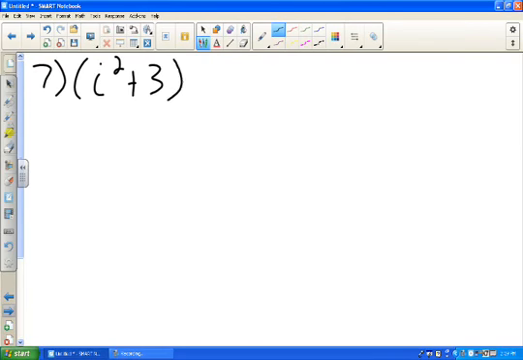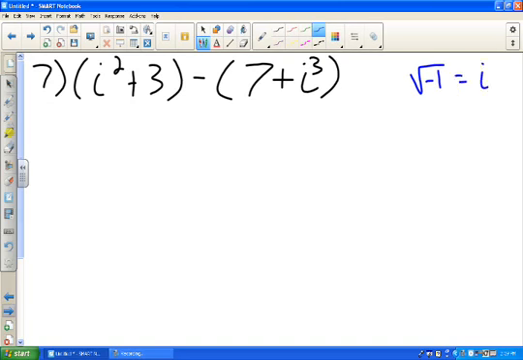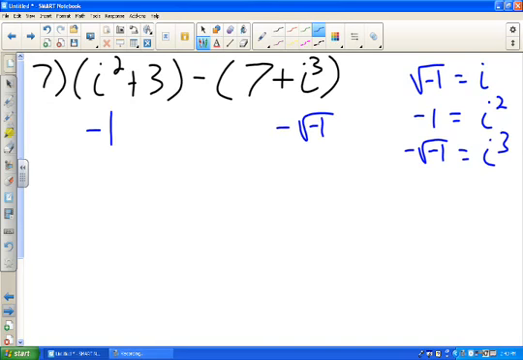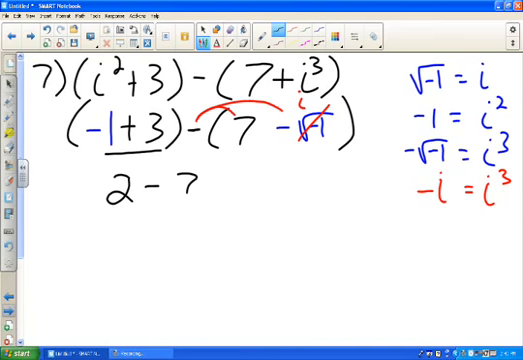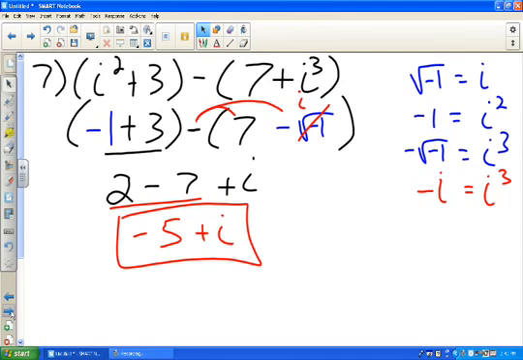Let's do another example. In this particular case, we have i squared and i cubed, so we need to remember the different values of i depending on their power. Wherever there's an i squared, we're going to plug in a -1. Wherever there's an i cubed, it's negative square root of -1. Now I did this on purpose because we know that the square root of -1 is actually i, so that becomes -i. So then we have a bunch of real numbers and then i left over. If you add up all the real numbers, we're left with -5 plus i. That's pretty much it.